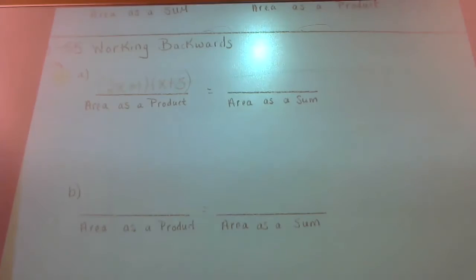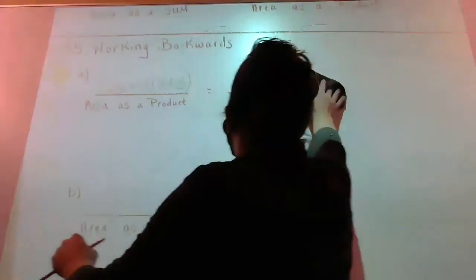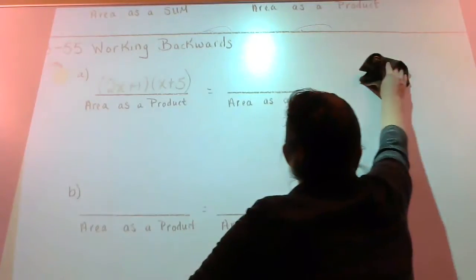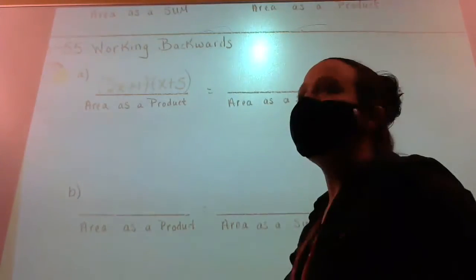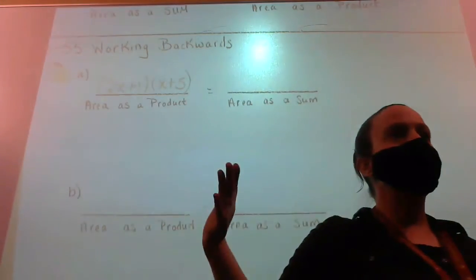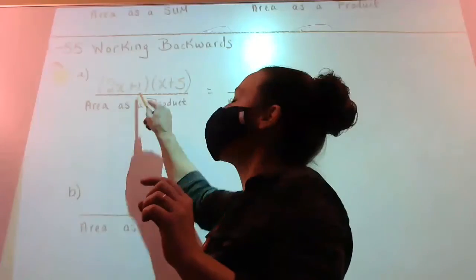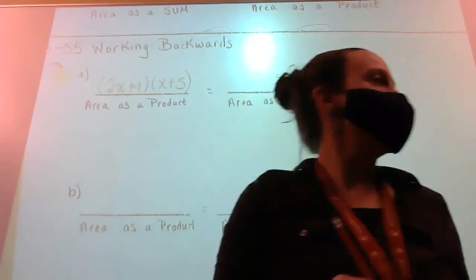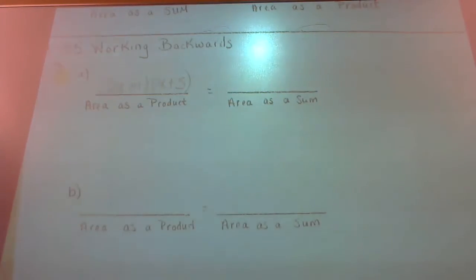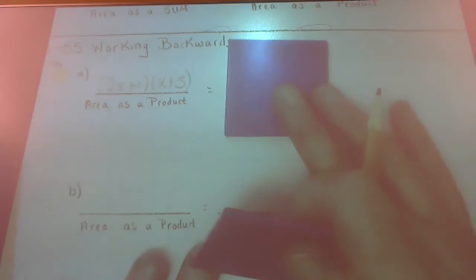So this is where things get just a little bit more complicated. Because now we don't know how many pieces we have, but I know how big that side is. So I want you guys to think about this. I want you to look at the base. The base is 2x plus 1. So let's see if we can draw that. Or actually get your tiles out. Get your tiles out and let's see if we can build this.